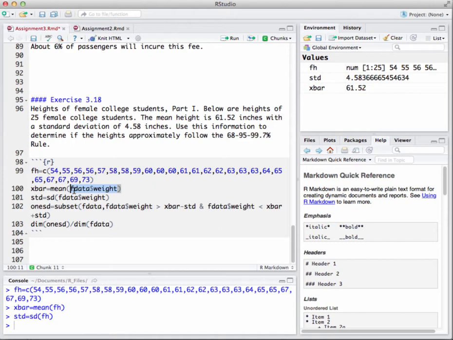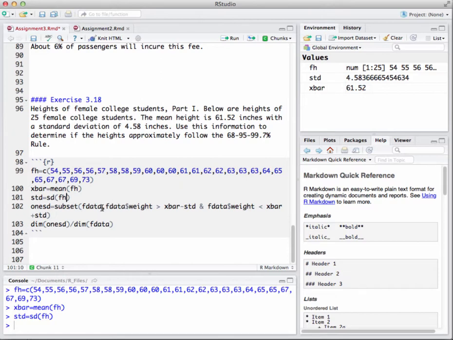First of all, we need not find the mean of female data weight from that CDC data set. That's not what we're looking for. Ours is going to be from the data that we just banged in up here. In other words, it's going to be FH. So we need the mean and the standard deviation for FH. So I'm going to edit that code to mean that.